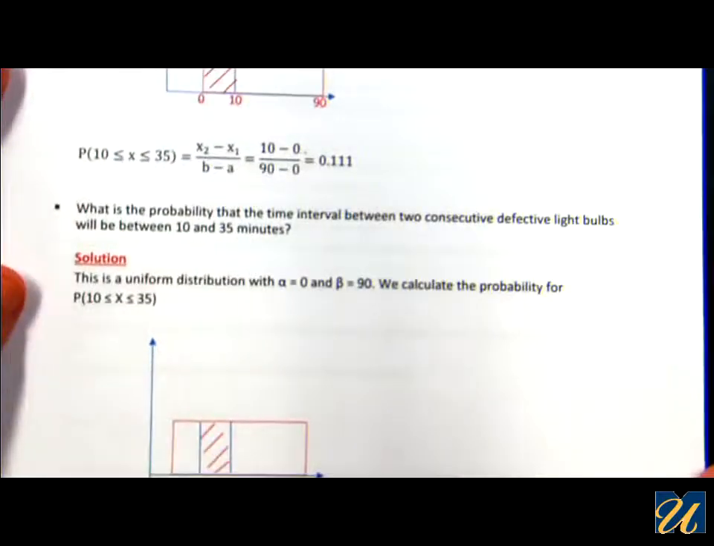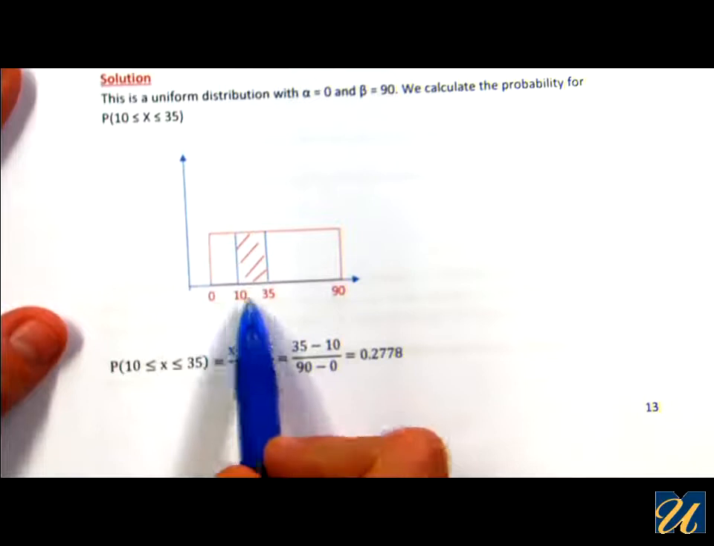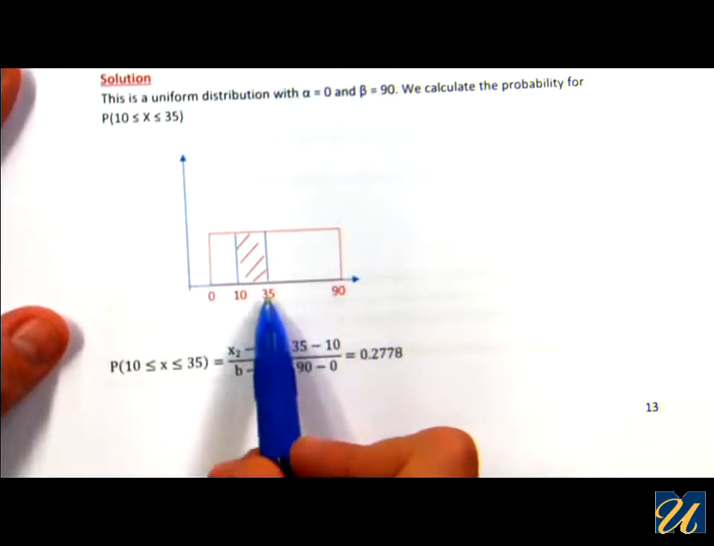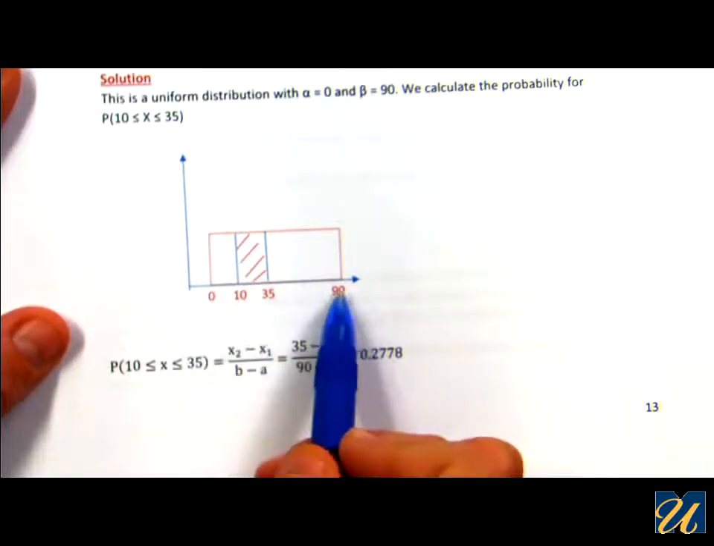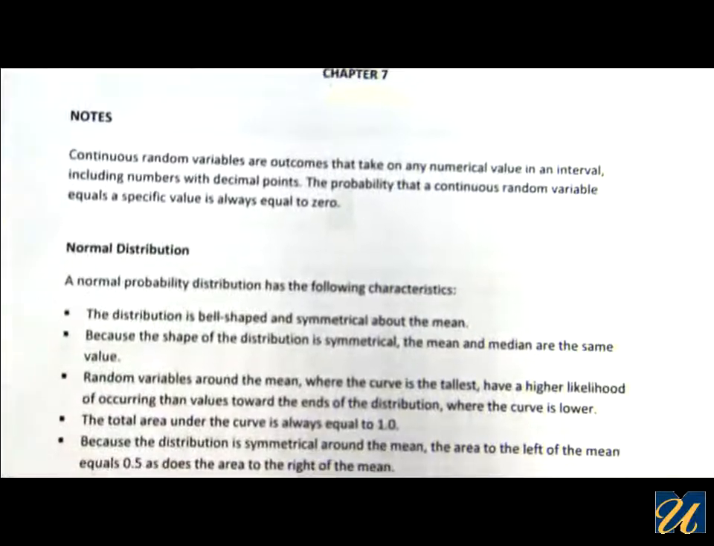What is the probability that the time interval between two consecutive defective light bulbs will be between 10 and 35? So now I'm looking for the area between 10 and 35. The probability will be 35 minus 10 over 90 minus 0, which in this case is 0.2778. So this concludes the notes for Chapter 7.